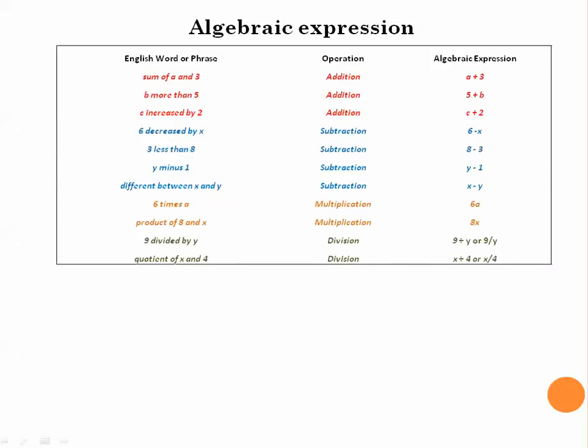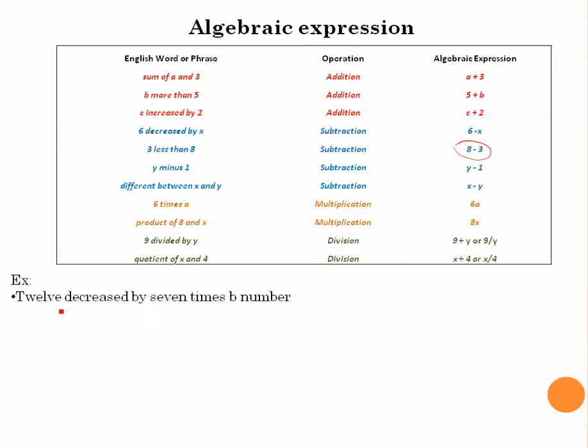Algebraic expressions. You can pause the video and go through all of this. I'm not going to go through all of this, but you have to understand that sometimes you have English words telling you how to write the actual algebraic expression. For example, c increased by 2, that means addition, so we're adding 2. Or the quotient of x and 4, that means division, x over 4.